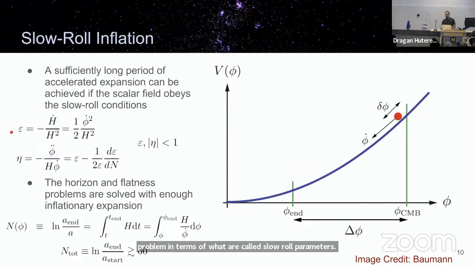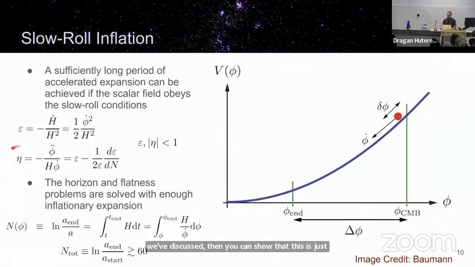Their definitions are basically related to the way that the expansion unfolds. So epsilon is the first of the slow roll parameters, and it's given by minus H dot over H squared, which is the fractional change in the Hubble rate in one Hubble time. Okay, so it tells us how quickly the expansion rate evolves during inflation. If inflation is driven by a single scalar field, as we've discussed, then you can show that this is just given by 1/2 phi dot squared over H squared.